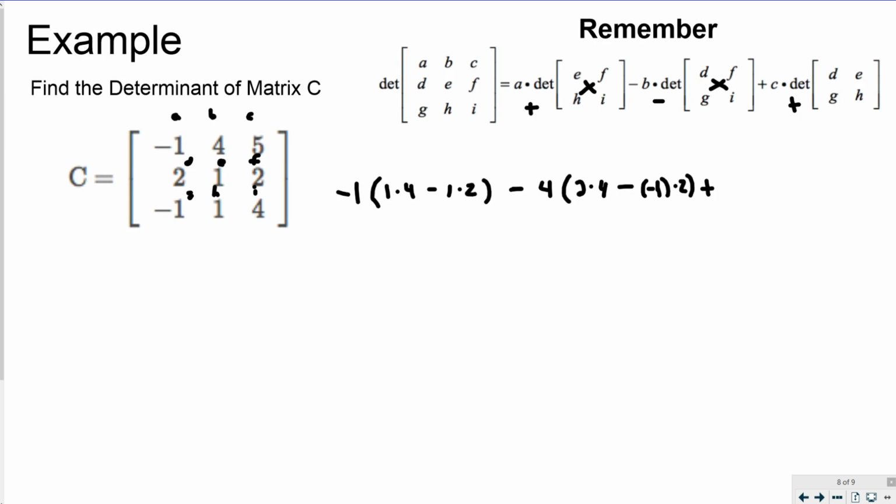And then element C is the coefficient of the next parentheses. 5 times D times H minus G times E. Element D is 2. Element H is 1, not 4. Minus G times E. And element G is, again, I'm going to use a parenthesis just to enclose it, -1, times element E. And element E is 1. That's where I'm getting all of these from.